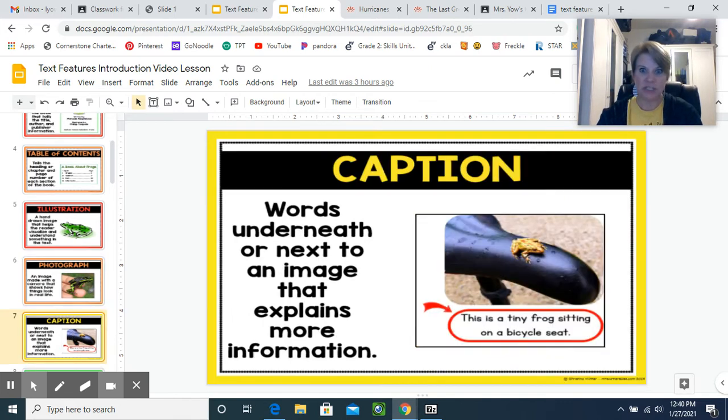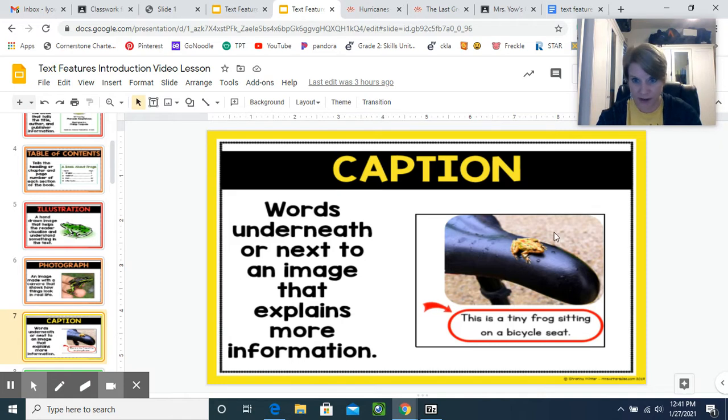All right, a caption. These are very important. I've seen lots of my friends reading and they will skip over the caption when they see a picture and they don't know what's happening in the picture because they skip over it. Captions are words that are underneath or next to an image or a picture that explains more information.